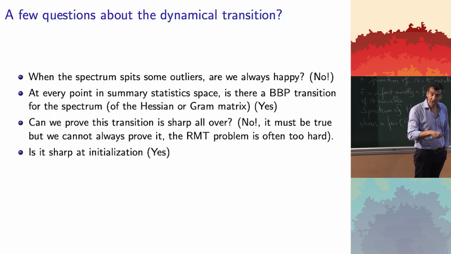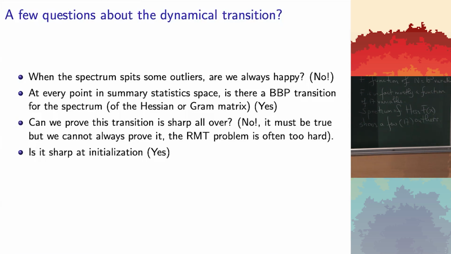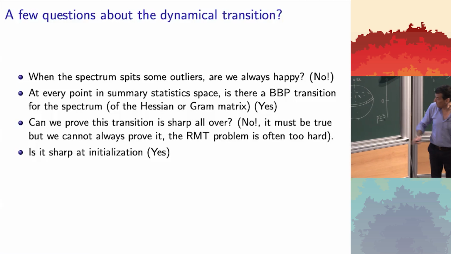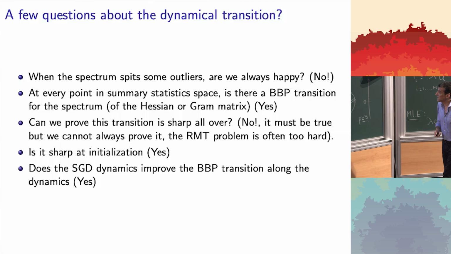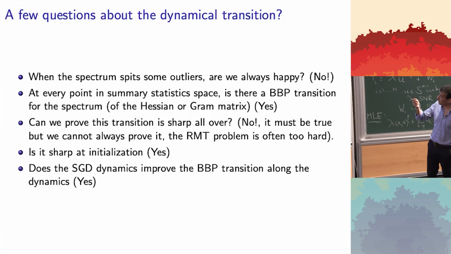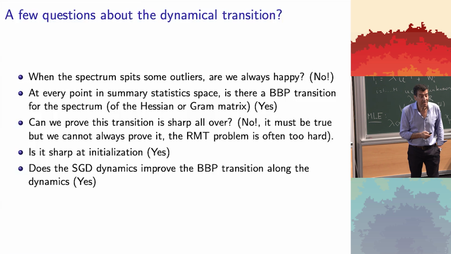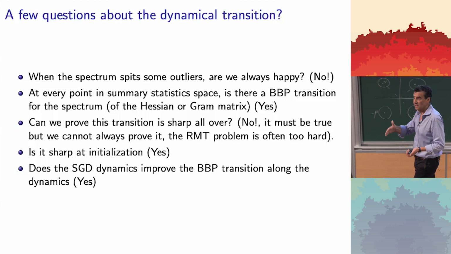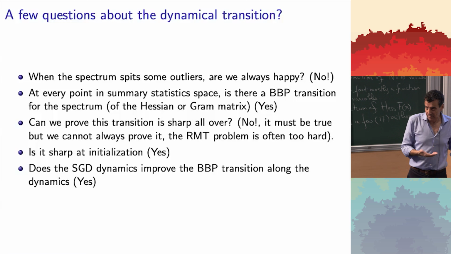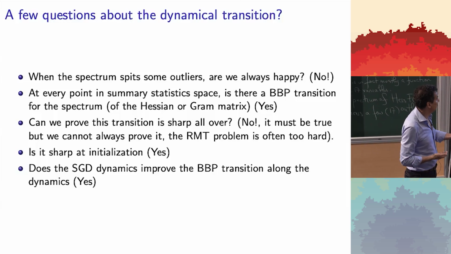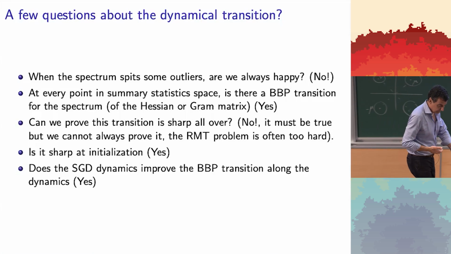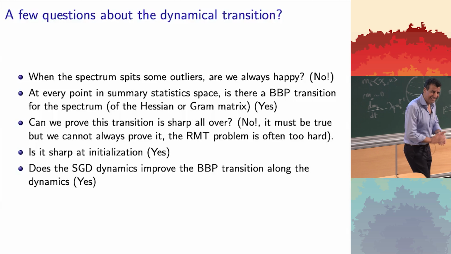Is it sharp at initialization when you start at random? Yes. Initially you really know what is the strength of the signal that would expel outliers, like we had here. Does the SGD dynamic, this is the most important thing, improve the BBP transition along the dynamics? Yes. That's the crucial thing. You move in a direction where your BBP transition is better. Right? Okay, that's of course what the algorithm wants to do. And that's the end. Thank you very much.